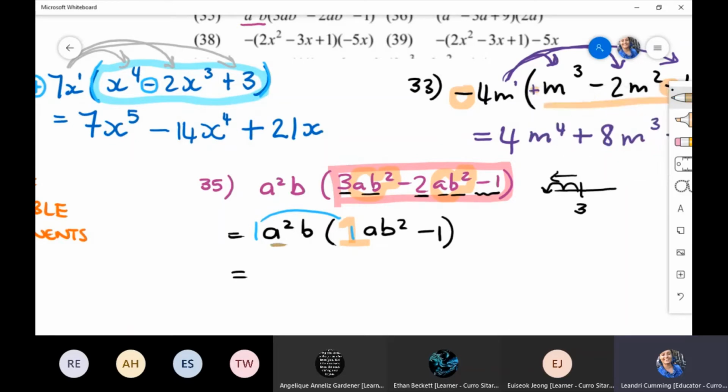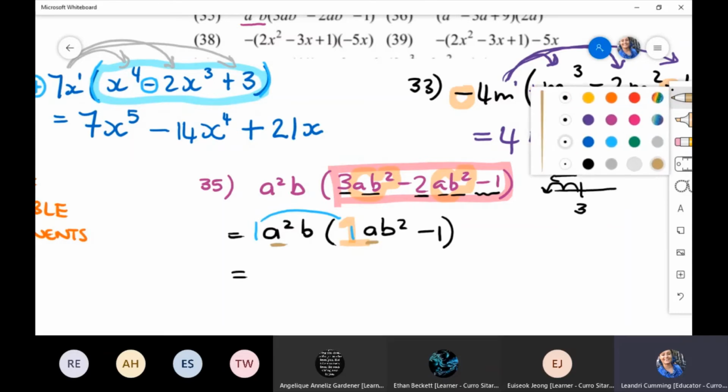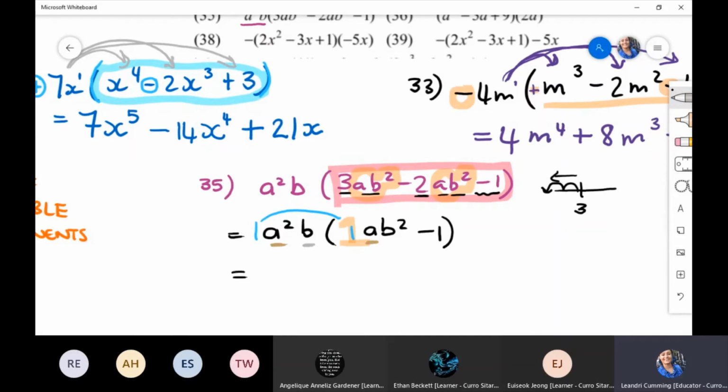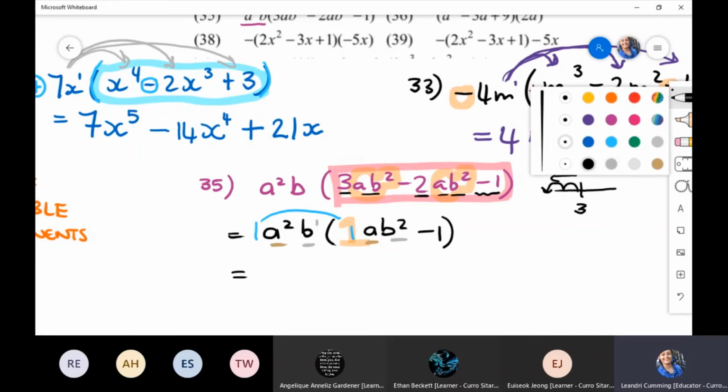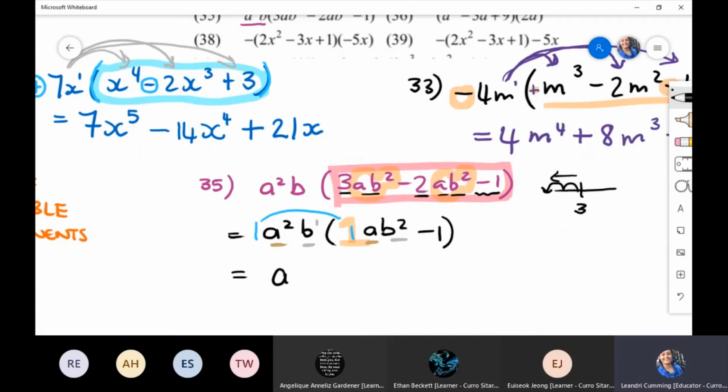You have a to the power of 2 and an a to the power of 1. And then you have b to the power of 1 and a b to the power of 2. So we need to treat this with care. Our coefficient remains 1, it's a positive. So I'm just going to leave that imaginary 1 out. But a becomes a to the power of 2 plus 1 is 3. B becomes b to the power of 1 plus 2 is 3.